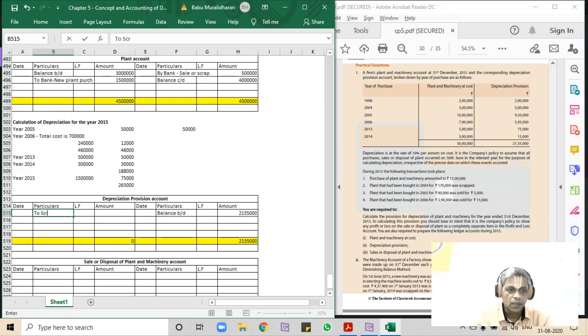to scrap, to sales, right? There are two assets that got sold. One is for 90,000.